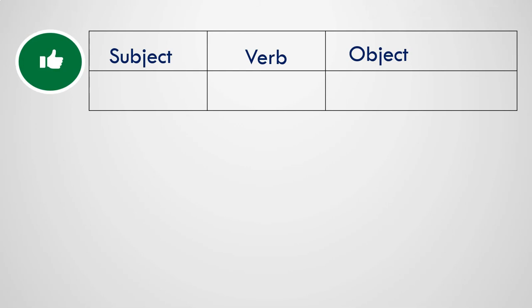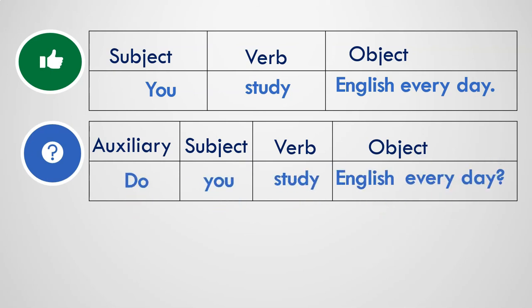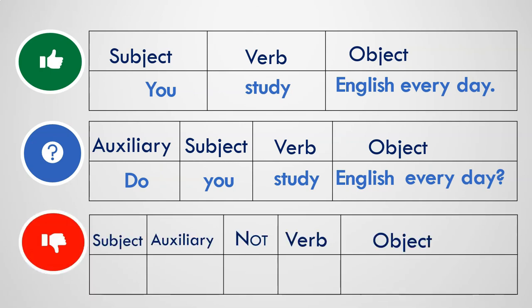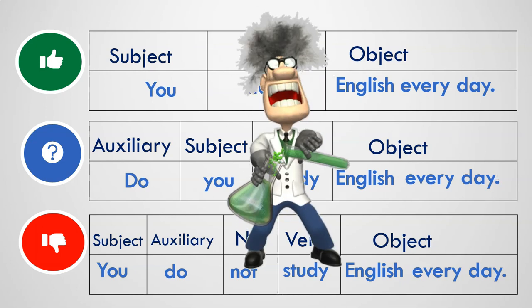Summarizing, our formulas will be: positive statements, subject, verb, object. You study English every day. Questions, auxiliary, subject, verb, object. Do you study English every day? And negative statements, subject, auxiliary, not, verb, object. You do not study English every day. We can also join do plus not, and it will be: you don't study English every day. Remember not to become a scientist missing your own formulas.